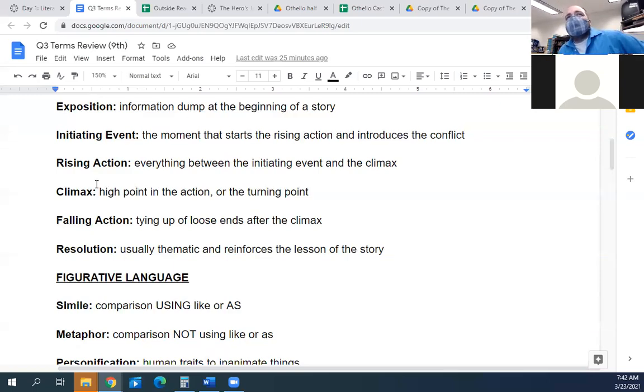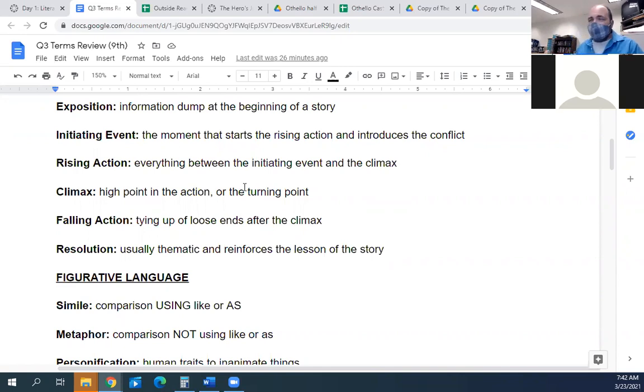All right, rising action is everything between the initiating event and the climax. So, the initiating event is going to start this cycle of building action, and it's going to intensify and intensify until you hit the climax, which we call the high point in the action or the turning point. So sort of one of two things. And you can always argue anything in English class, by the way, or don't forget that, like, there's no right or wrong, right?